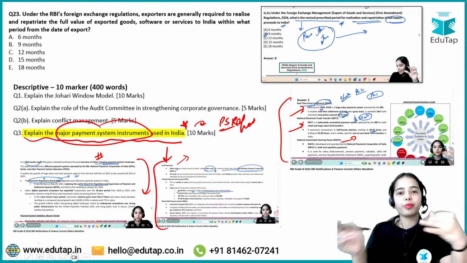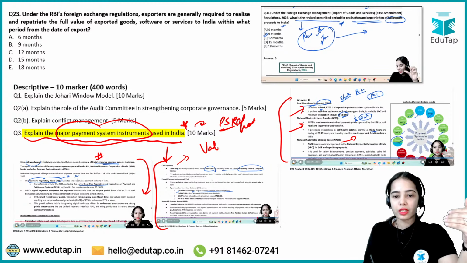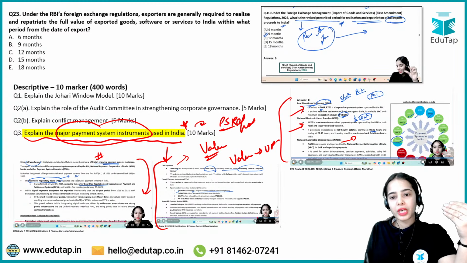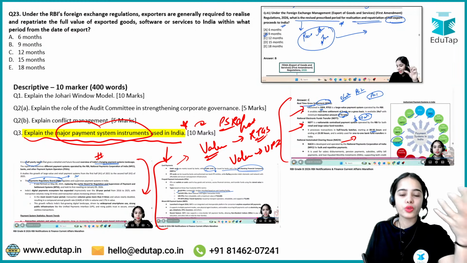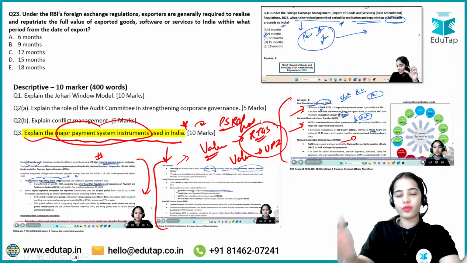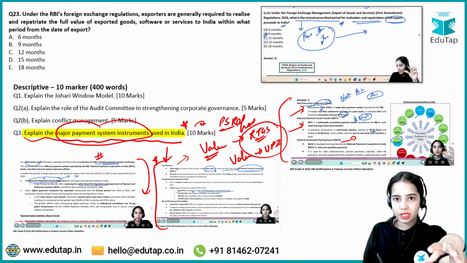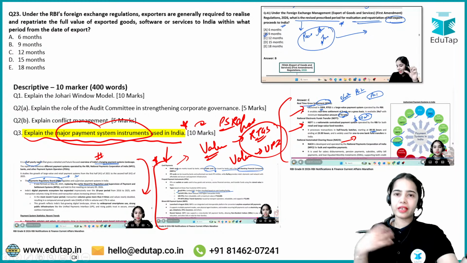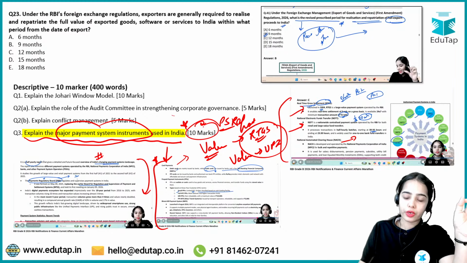So in the payment system report there was clear-cut data on which payment system is used more in value terms, and which payment system is used more in volume terms. UPI is used more in terms of volume, while in terms of value RTGS is used more. So the data was given also, and the question was framed from the payment system report. You had to tell about the payment system instruments, as well as give some data from the payment system report that will add value. So this was a 10 marker question.